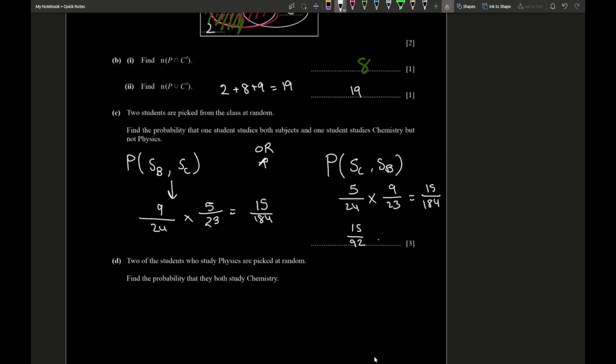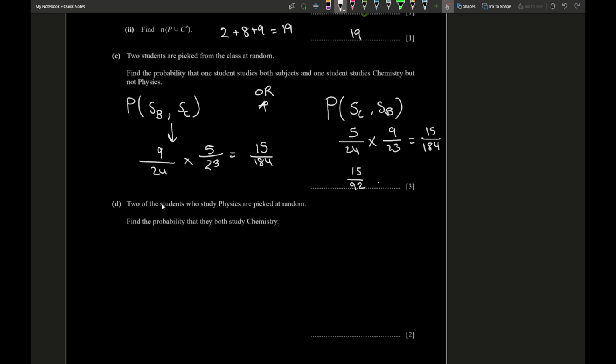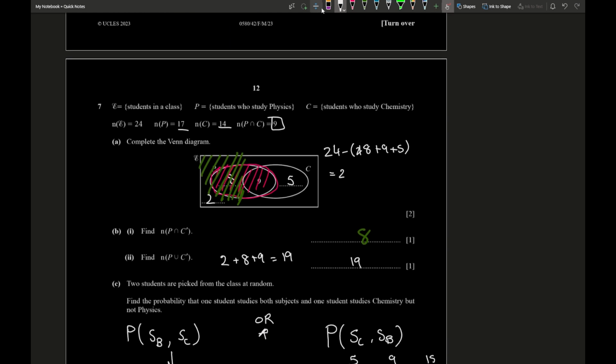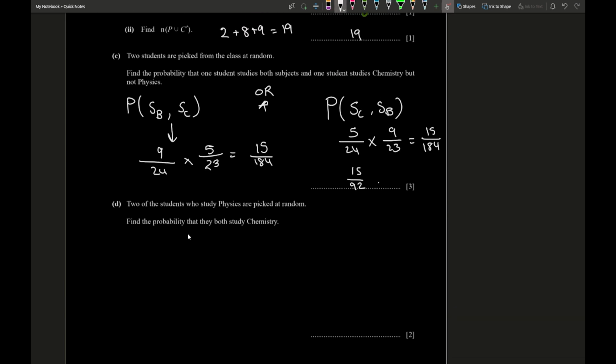Okay, it's very simple. Now part D, two of the students who study physics are picked at random. So the number of students that study physics is 8 plus 9, which is 17. It's given here. It asks you to find the probability that they both study chemistry.